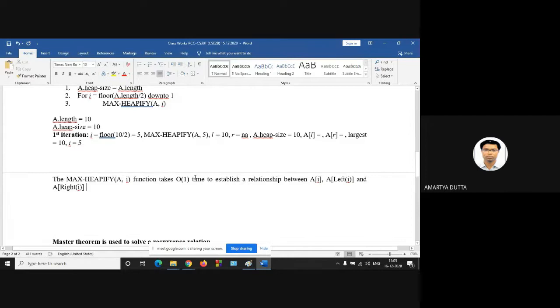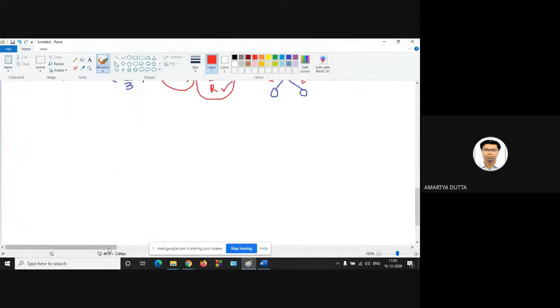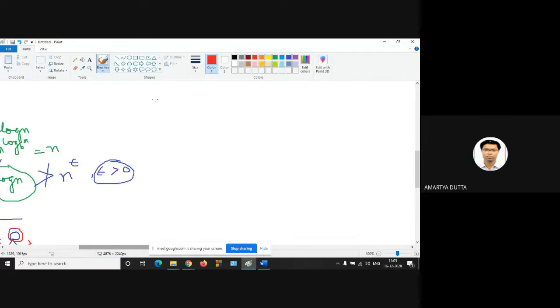So actually a heap is a complete binary tree. Let this be a heap: 8, 6, 7, then 2 and 4, and this is 5. Is it a heap structure?